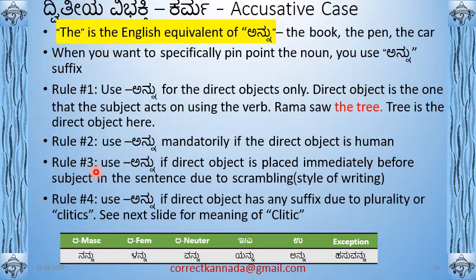It's not possible when we speak more naturally. So don't be bogged down by these rules. These rules are for your understanding when you're reading books, when you're reading novels. Okay. Rule number 4: use annu if the direct object has any suffix due to plurality or clitics.